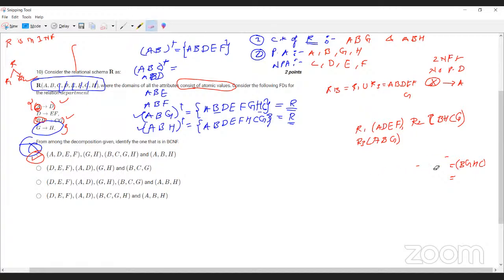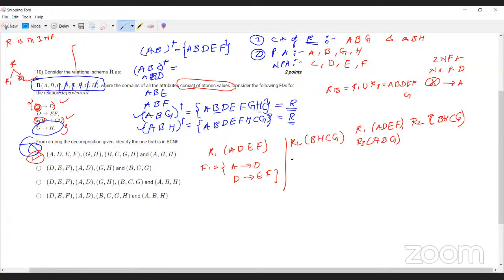Right. So now, what are the applicable functional dependencies to R1, from the parent functional dependencies? I will take just R1 here, that is A, D, E, F. What are the applicable functional dependencies here? From this only, A determines D, and D determines EF, right? And for R2, B, H, C, G, the applicable functional dependencies are BH determines CG and G determines H, right?